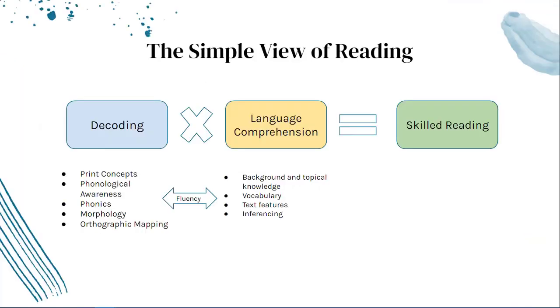So the simple view of reading is a review of what we've been doing from the last pillars, but just a reminder that decoding is that first part there, that first column with print concepts, phonological awareness, phonics, morphology, orthographic mapping, and then of course language comprehension, which is what we're covering today: background and topical knowledge, vocabulary, text features, inferencing. And you can see fluency is that link that ties it all together, which is why we're putting it together with comprehension and not doing it as its own session. Fluency is that last little bit of tying everything together, all those decoding skills and the language comprehension, to get that really skilled reader that we're looking for in our elementary classroom.